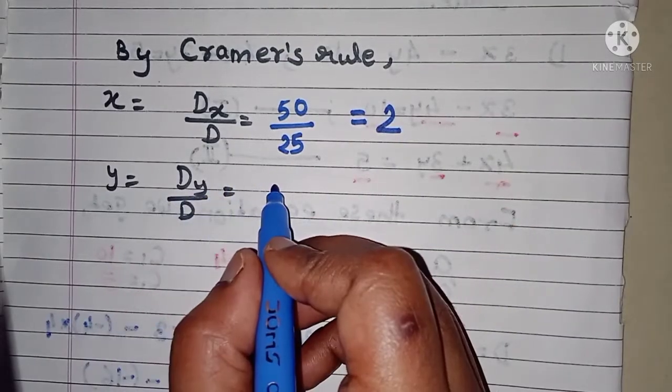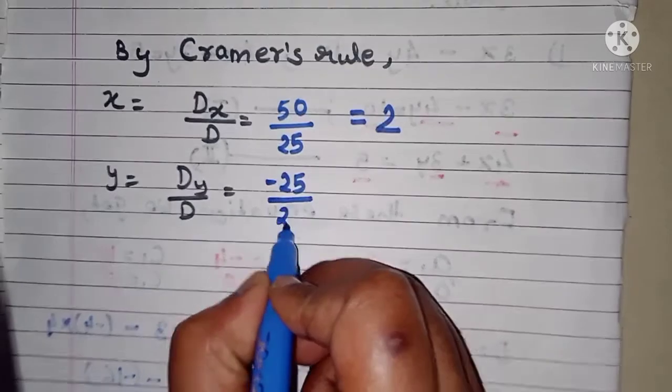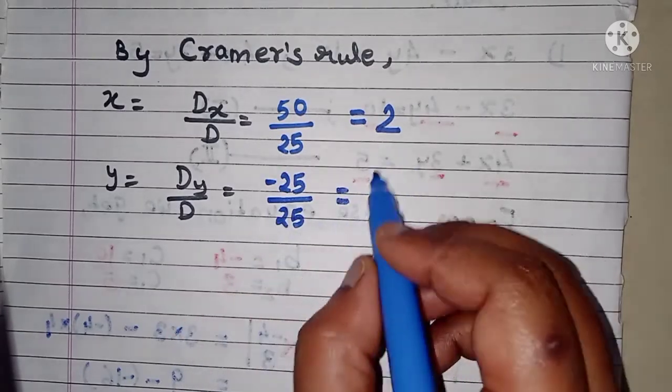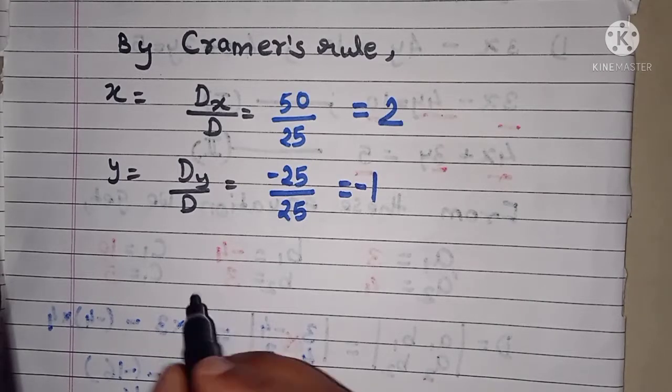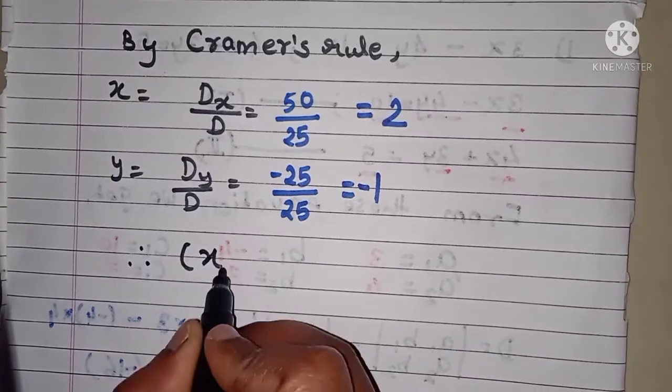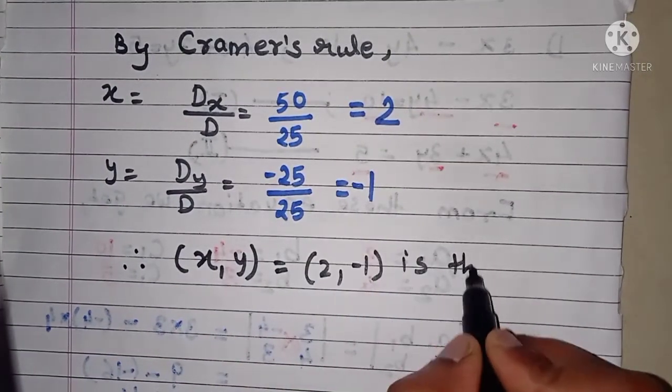And the dy value we got is minus 25, and here we got 25. This will become minus 1. So at the end we will write our conclusion. That is, therefore, x comma y, what is x? 2 comma minus 1 is the solution.